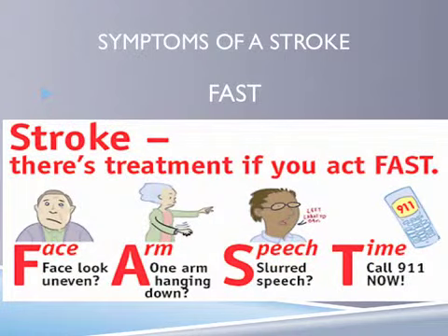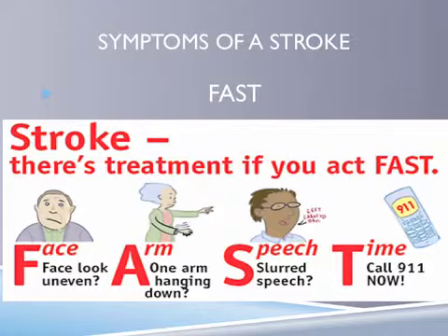Now, symptoms of a stroke are really easy to remember. All you have to do is remember the acronym FAST. F, face drooping. A, arm weakness. S, speech difficulty. And T, time to call 911. When in doubt, call 911. You just have to know your body and the symptoms of what is happening to you.